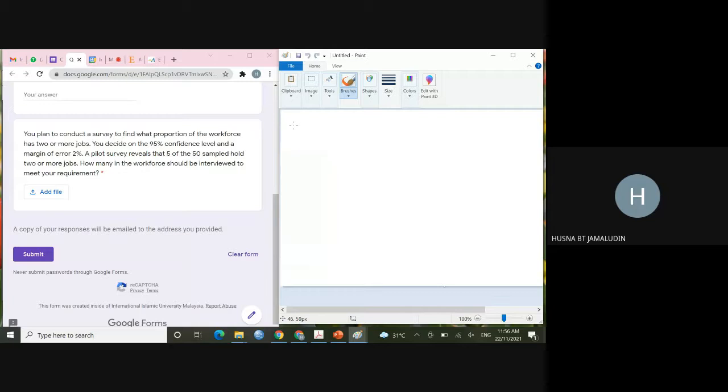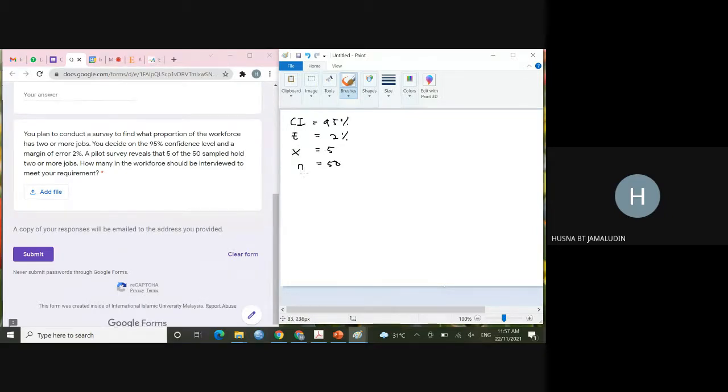Okay, since the data are given, let's just list down everything. Your confidence interval equals 95%. Later on, you have to convert this confidence interval. The margin of error, your E, equals 2%. What else? A pilot survey revealed that 5 of the 50 sampled. So what is that 5? Is 5 the P? Small n? 5 is X. So 5 is actually your X, and 50 is actually your N. You surveyed 50 people and 5 out of that 50 hold two or more jobs. So this 5 refers to your X.